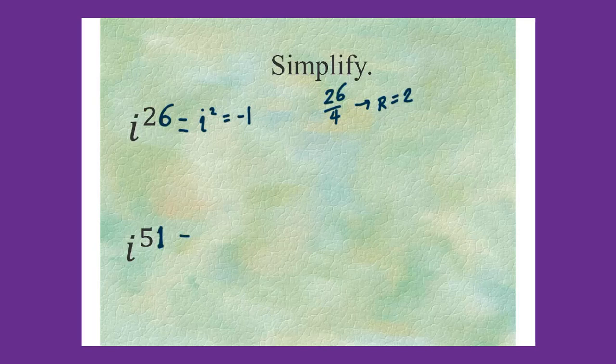For 51, you get 51 divided by 4. We got remainder equals 3. So we got i to the 3rd power now. i to the 3rd power is i squared times i. That means -i.